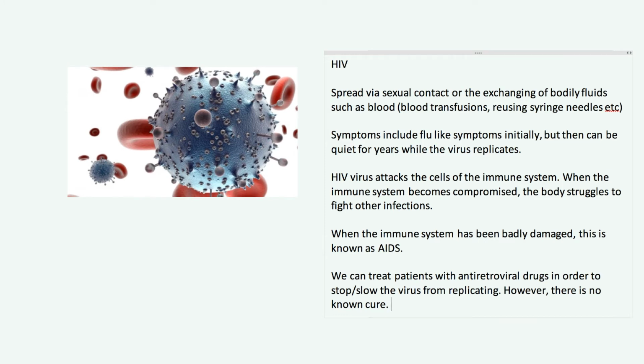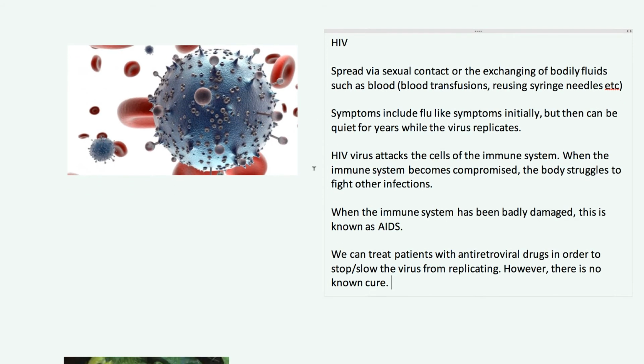So they delay the HIV virus replicating and causing the damage that it is actually going to cause. But there's no way at the moment of us actually getting rid of that virus and curing the person. Okay, and lastly, with viruses, we have a virus that affects plants. This is called the tobacco mosaic virus, or TMV for short.